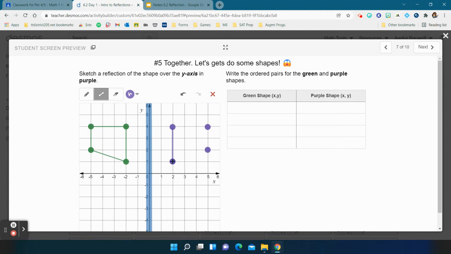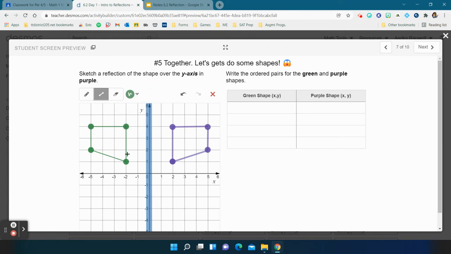And look, it's made the same shape, same sized shape. It's just reflected over. Now it's a mirror image. So now what we're going to do is write the ordered pairs for the green and purple shapes. So looking at my first green dot here, I'm going to start with how I started.